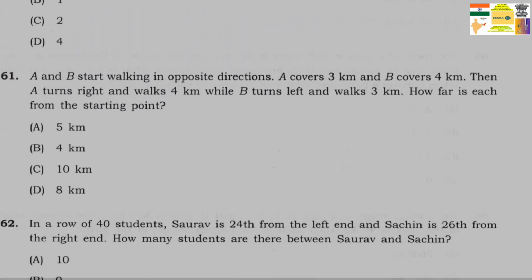Question number 61. A and B start walking in opposite direction. A covers 3 km and B covers 4 km. Then A turns right and walk 4 km, while B turns left and walk 3 km. How far is each from the starting point?